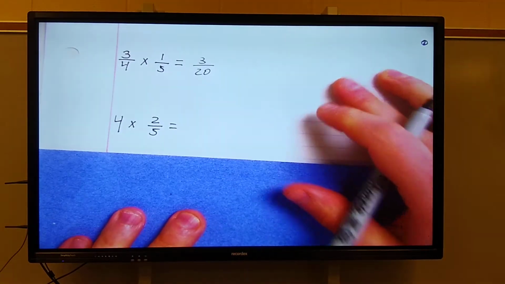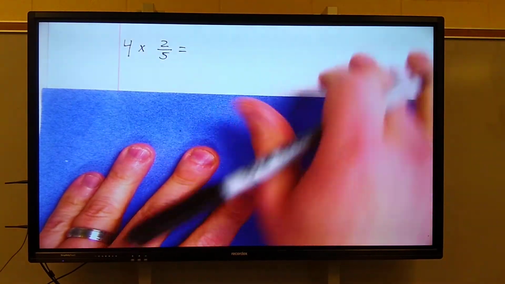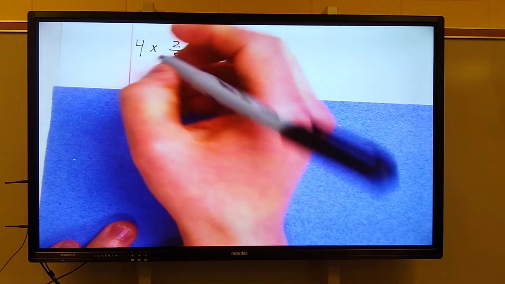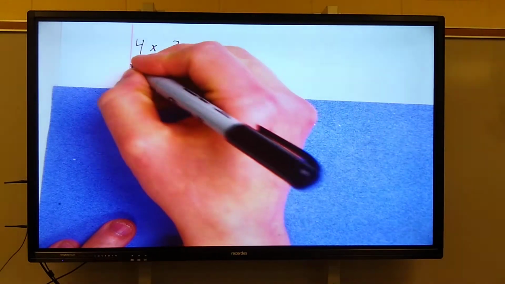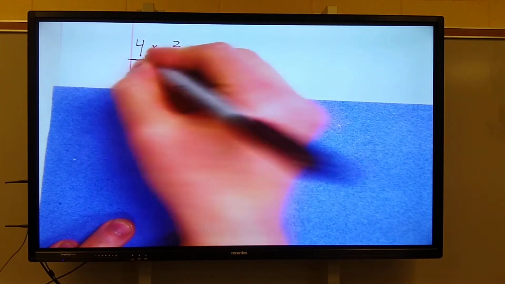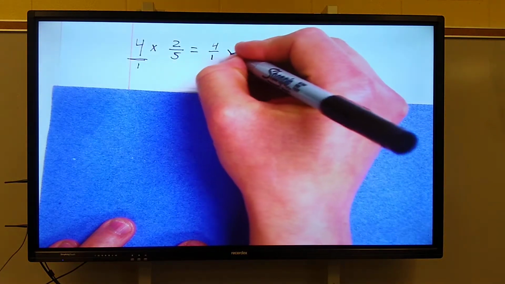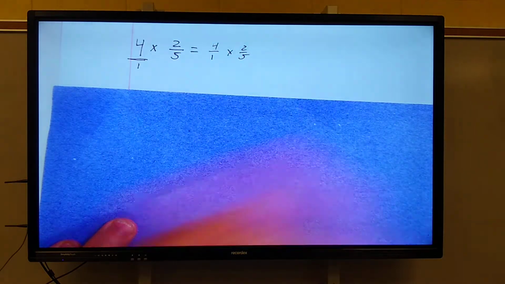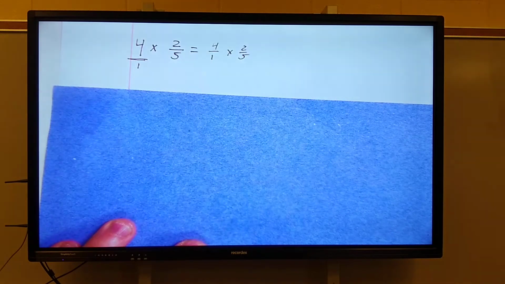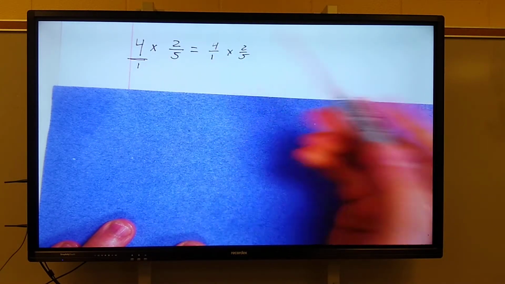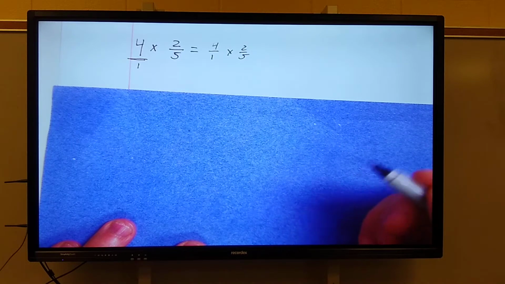All right, the next one. This one I shall do for you. You just pay attention. First things first. Whole number times a fraction or fraction times a whole number. The first thing I want to do is put a 1 as a denominator for the whole number. So this becomes 4 over 1 times 2 fifths. That's all you got to do. Put a 1 under the 4. The 1 becomes the denominator, and whatever the whole number is becomes the numerator, and then you just multiply like normal.